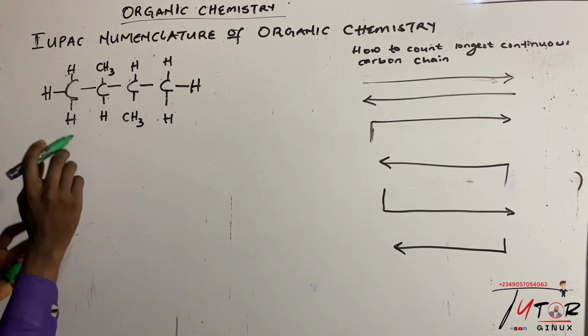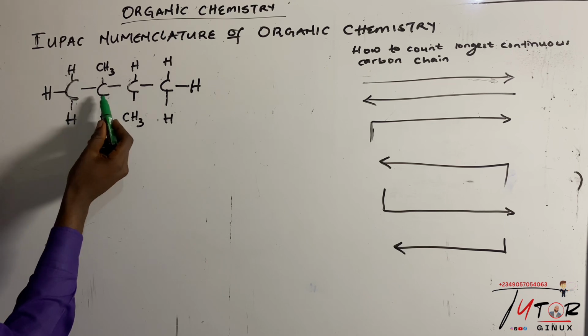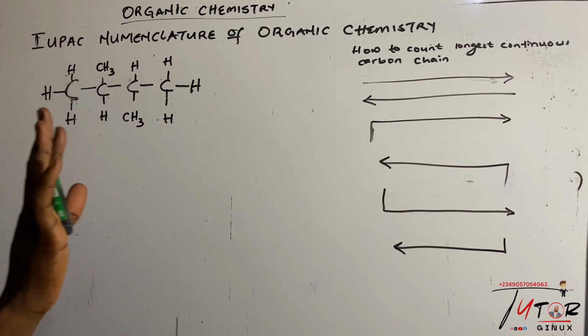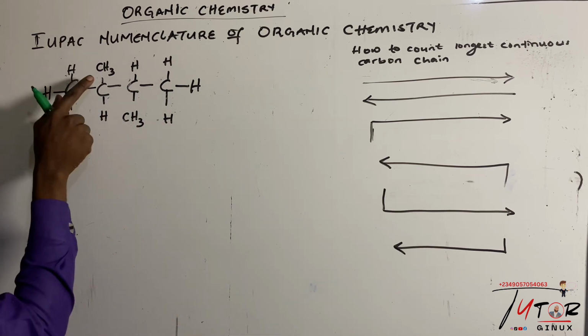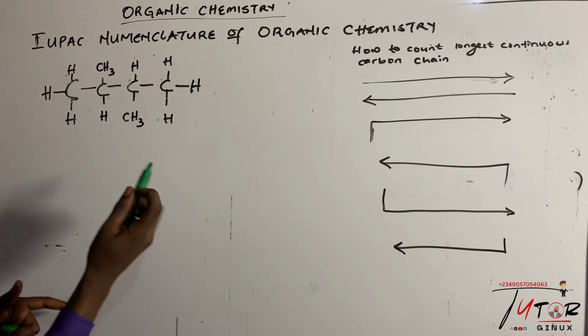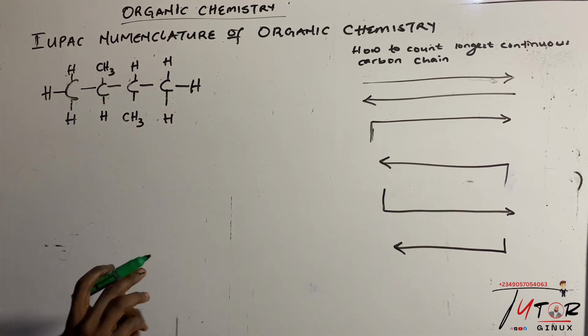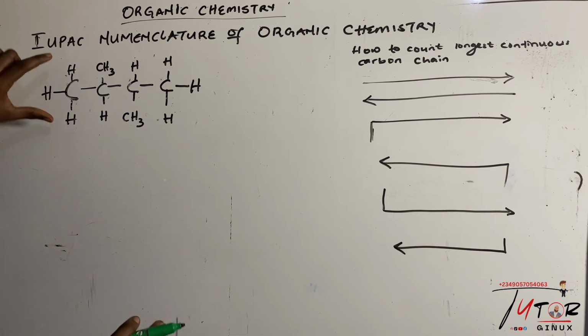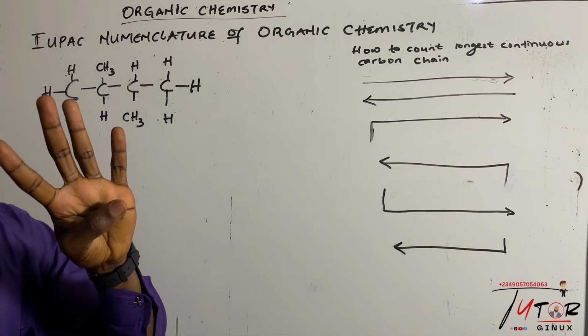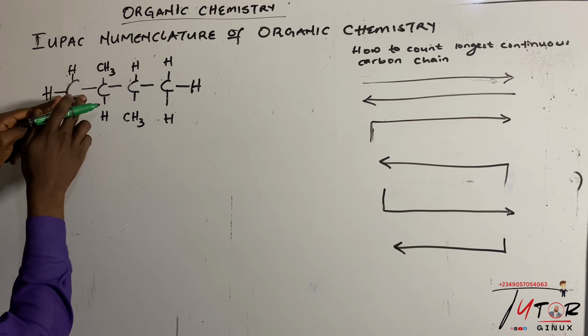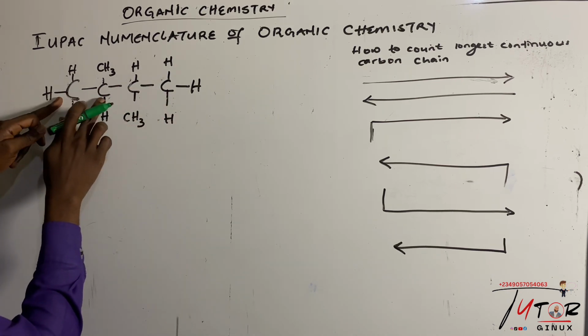That is, if you have to start from left to right, 1, 2, 3, 4, that is 4 continuous carbon chain. If you start from here, 1, 2, 3, 4. You start from here, that is 1, 2, 3, 4. If you also start from here, 1, 2, 3, 4. So that means the longest continuous carbon chain in this compound is 4. So I'm going to go with this from left to right. That is 1, 2, 3, 4.